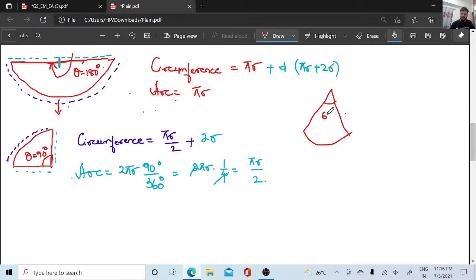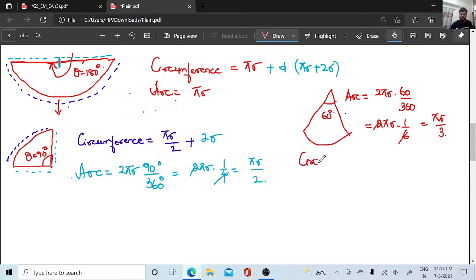Okay, yes. So this is going to be 60 degrees. What is my arc, people? My arc is again the same thing, 2 pi r into 60 by 360. So I can write this as 2 pi r into 1 by 6. 2 1s are 2, 3 2s are 6. So this is pi r by 3. Yes or no? This is going to be pi r by 3.